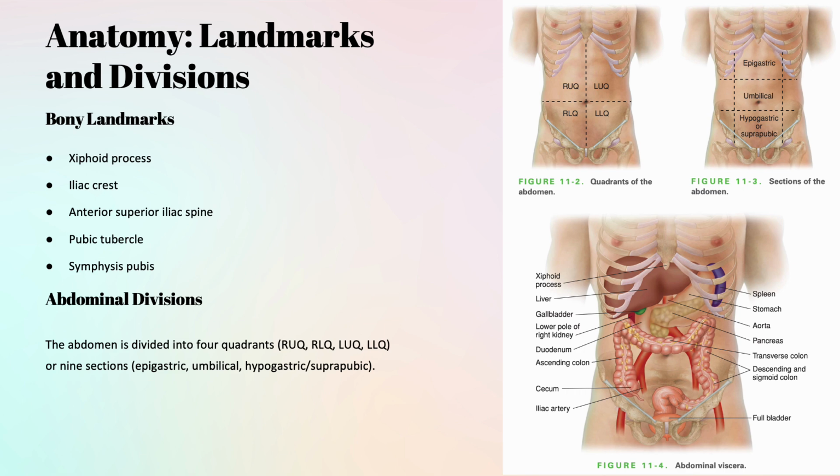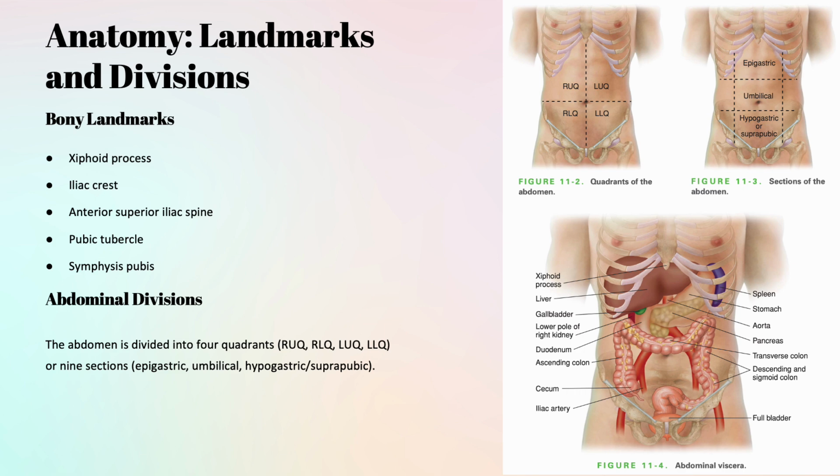So the abdomen refers to the area bounded superiorly by the xiphoid process, inferiorly by the iliac crest, the anterior superior iliac spine, the pubic tubercle, and the symphysis pubis. Traditionally, it's divided into four quadrants and nine sections. The four quadrants are the right upper quadrant, the left upper quadrant, the right lower quadrant, and the left lower quadrant. It's important to remember which of the organs are underlying in each quadrant.